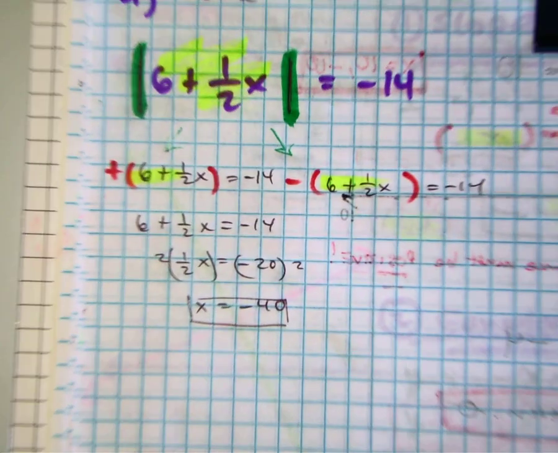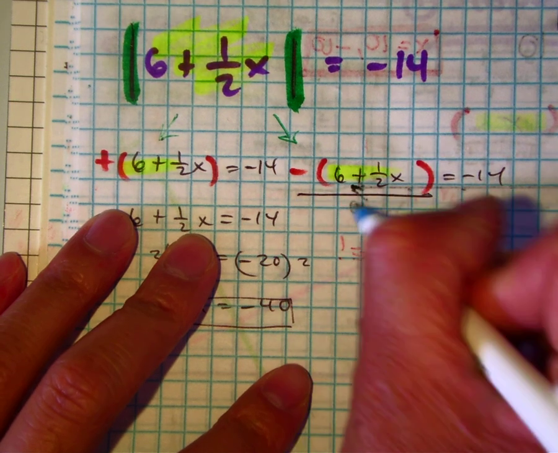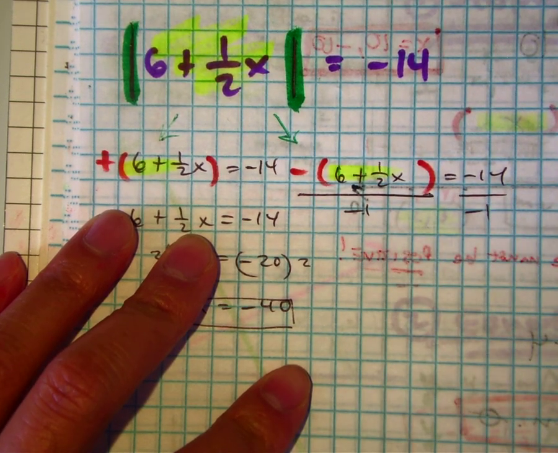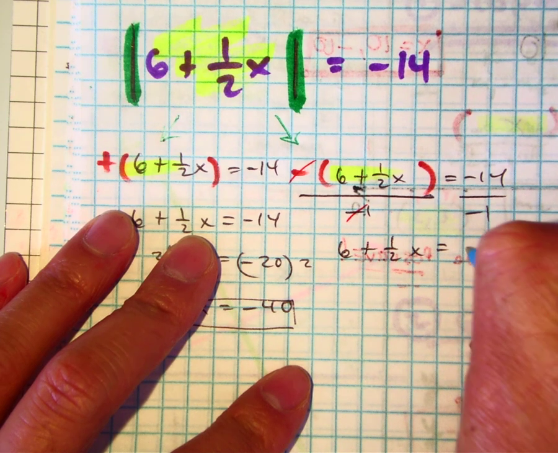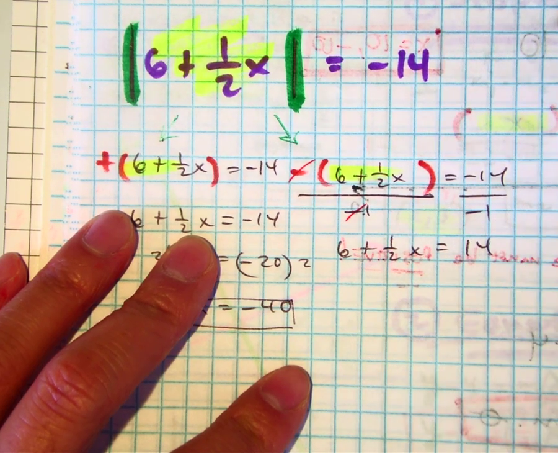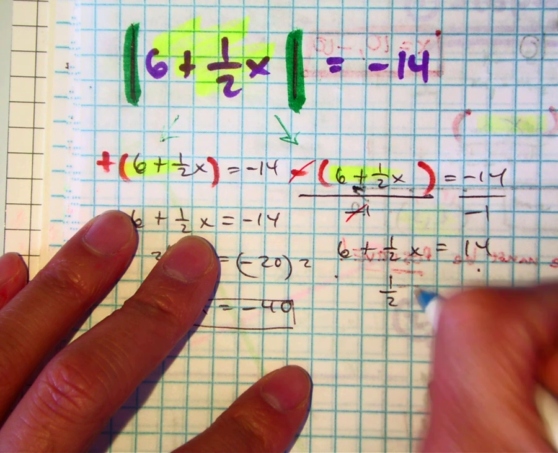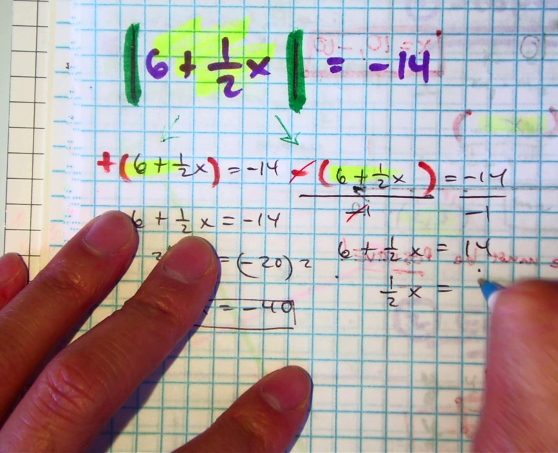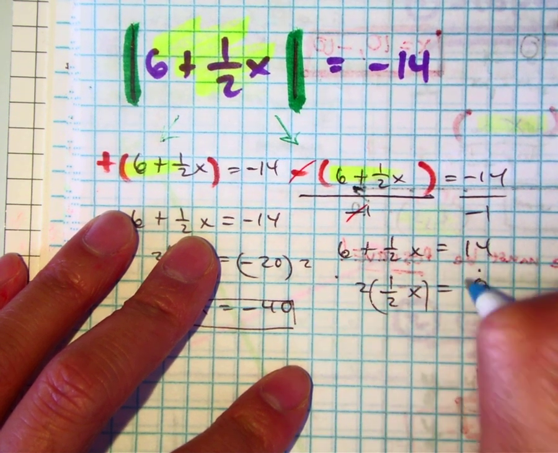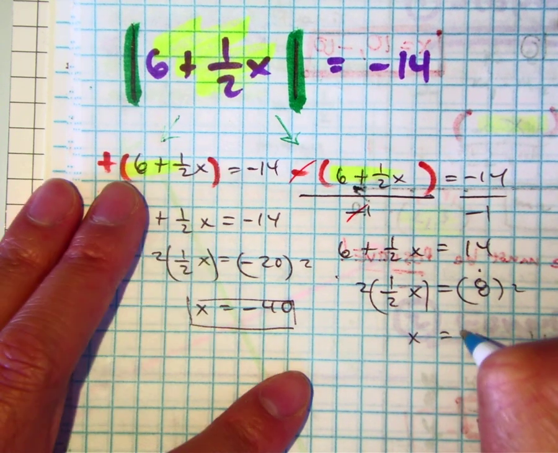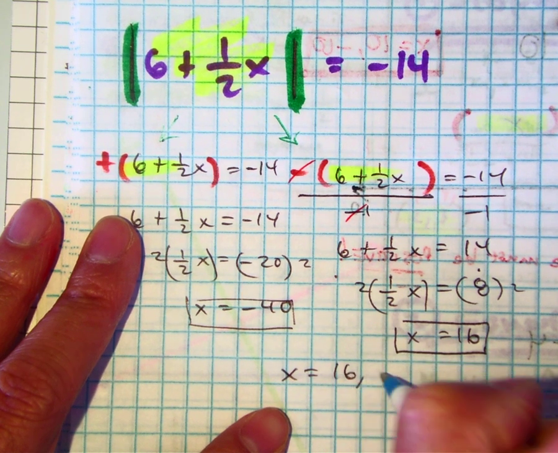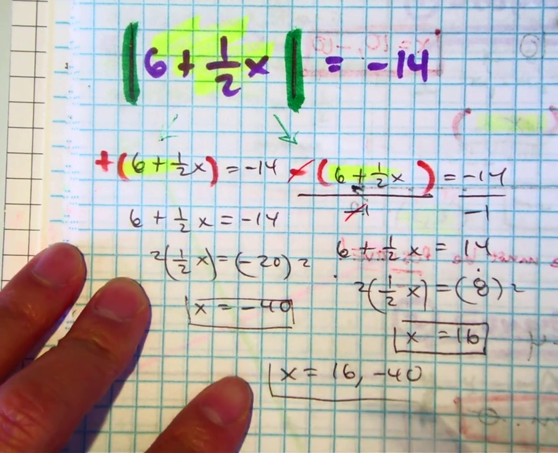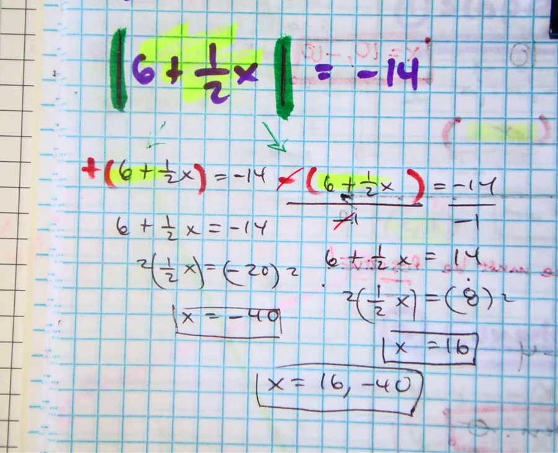And then over here, you could distribute, or I'm going to divide it by negative 1. Your negative 1's cancel. I'm left with 6 plus 1/2 x equals positive 14. Subtract 6 from both sides. 1/2 x equals 8. Multiply by 2 on both sides. x is equal to 16. Okay. The common response is students will write 16 comma negative 40, and they'll think this is your answer. But I already told you the answer is what?